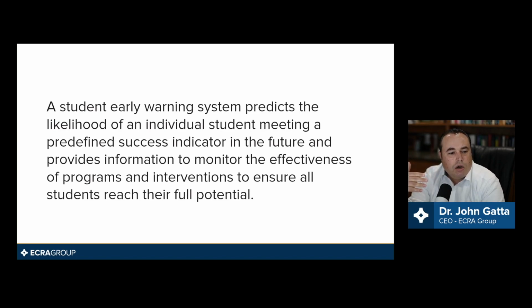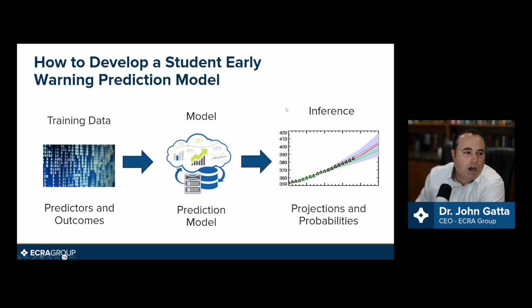And so the second piece of this is that early warning systems are a very effective way to monitor the effectiveness of your programs and interventions, so that when you make decisions about students, you're monitoring them to make sure that they're benefiting and that you have a better understanding of effectiveness. So how do we actually do this in practice? This is really high level. This is not a technical presentation. After this presentation, if there's interest in a more technical presentation, I'm happy to do that.